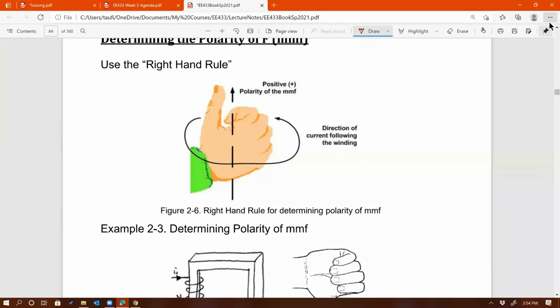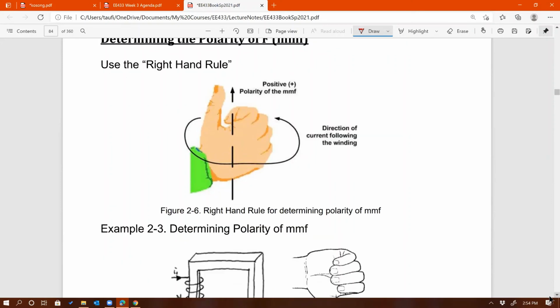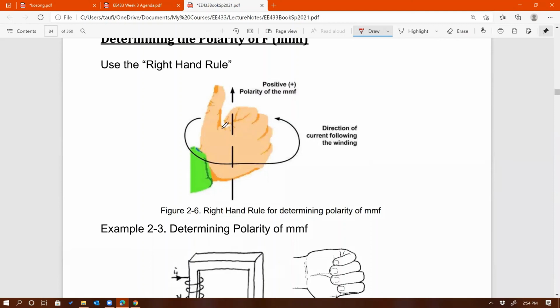Now, determining MMF. This is going to be important when we're doing analysis of magnetic circuits. You can use the right-hand rule to determine the polarity of MMF. So, for example, going back to here, if the four fingers, except for the thumb, are curling in the direction of the winding, then if you unfold your thumb, that's going to be pointing to the positive polarity of the MMF. So that's pretty straightforward, right?